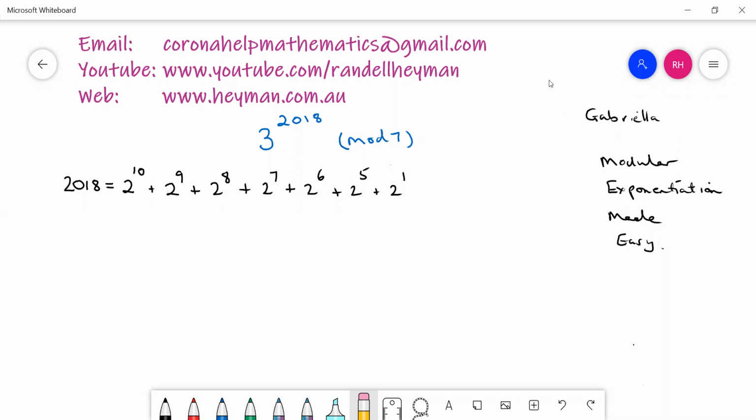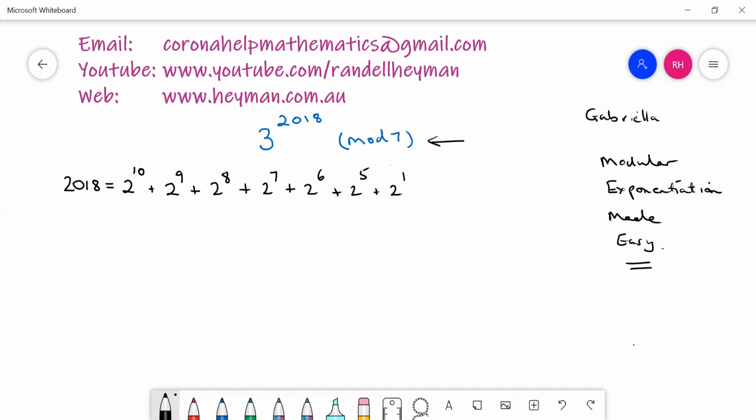So today I'm doing something for Gabriella, who wrote to me about a problem like this problem. It's similar, it's not exactly the same, but it's a similar sort of problem. How do we work this out? I would encourage you, if you're interested in this, to have a look at my video, Modular Exponentiation Made Easy, where I go through 3 different methods to do these sort of problems.